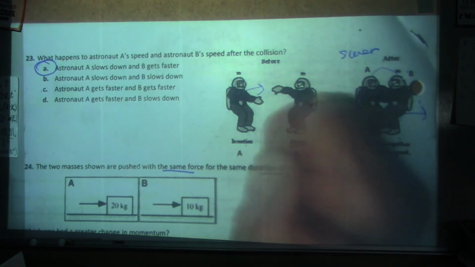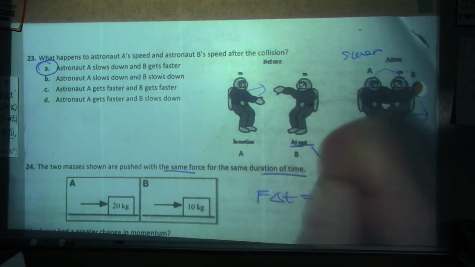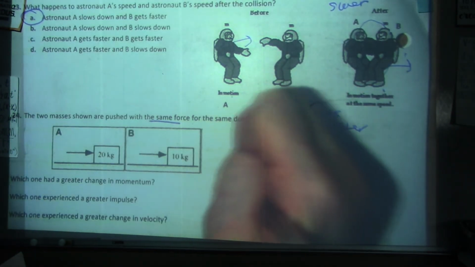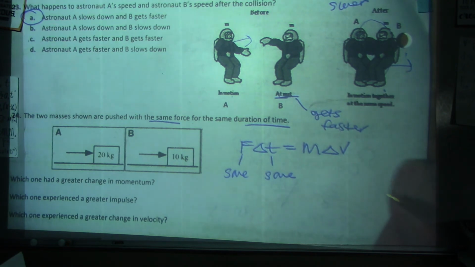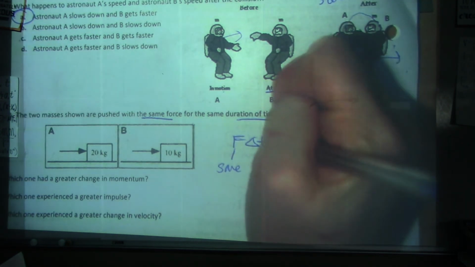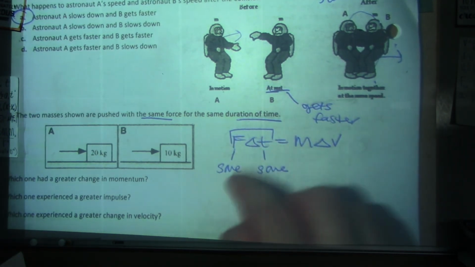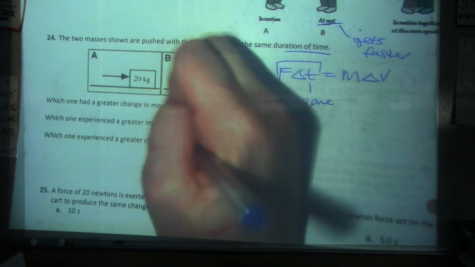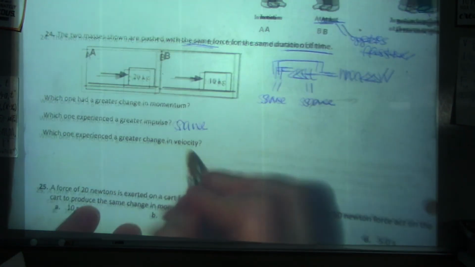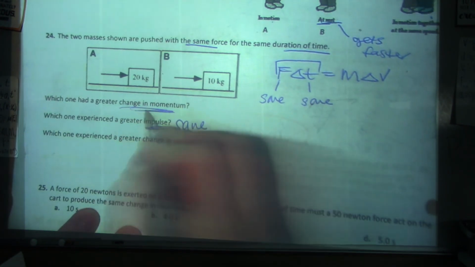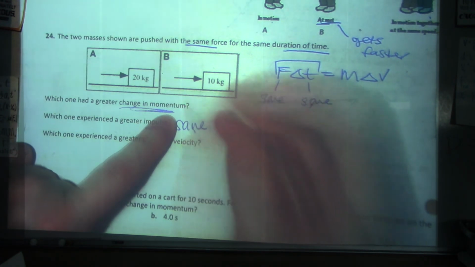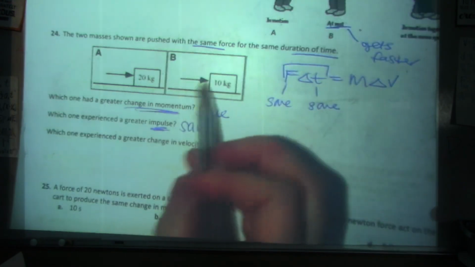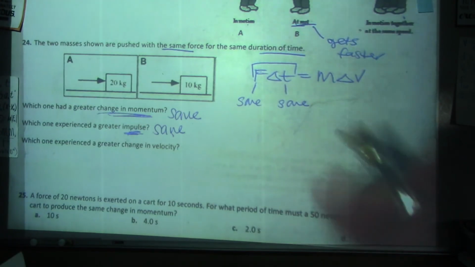Same force for the same amount of time. This is talking about my FtΔmv equation. If this is the same and this is the same, then they have to have the same impulse, because impulse is F times time. If F is the same for both and time is the same for both, then the product of them has to be the same. So they have the same impulse, and impulse is the exact same thing as change in momentum. So whatever this answer is, this one has to match, so they would both have the same change in momentum. Now they would not have the same change in velocity because they have different masses.